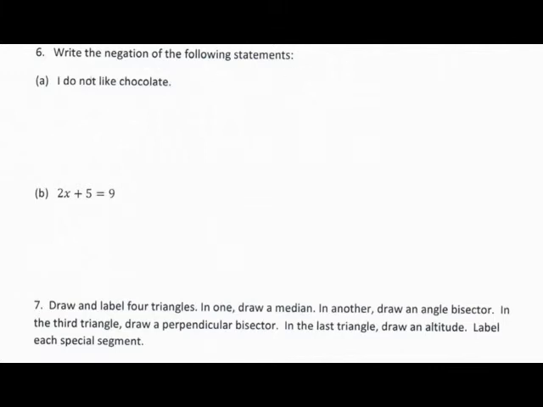Statements. I do not like chocolate. Okay? So negation is just going to be adding another not in it, or writing the opposite. But I'm not going to say I do not like chocolate, so we're just going to say I do like chocolate. So negation is just the opposite.